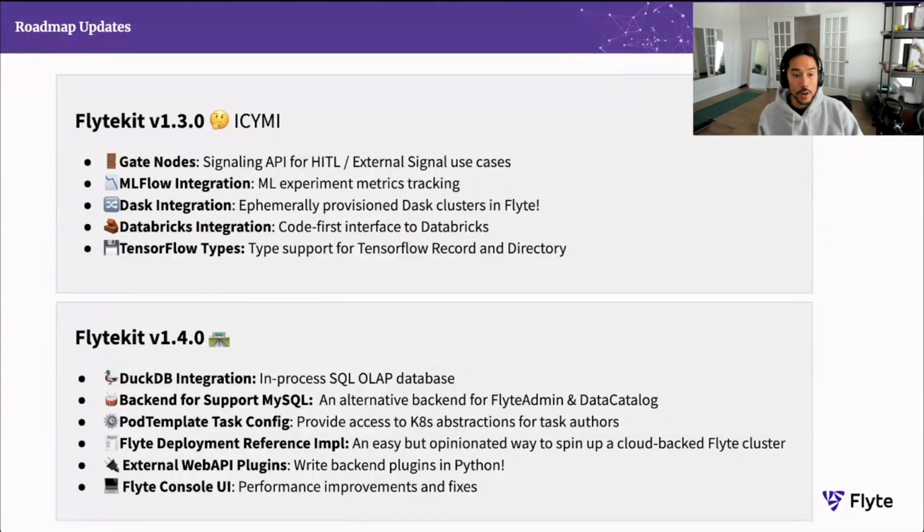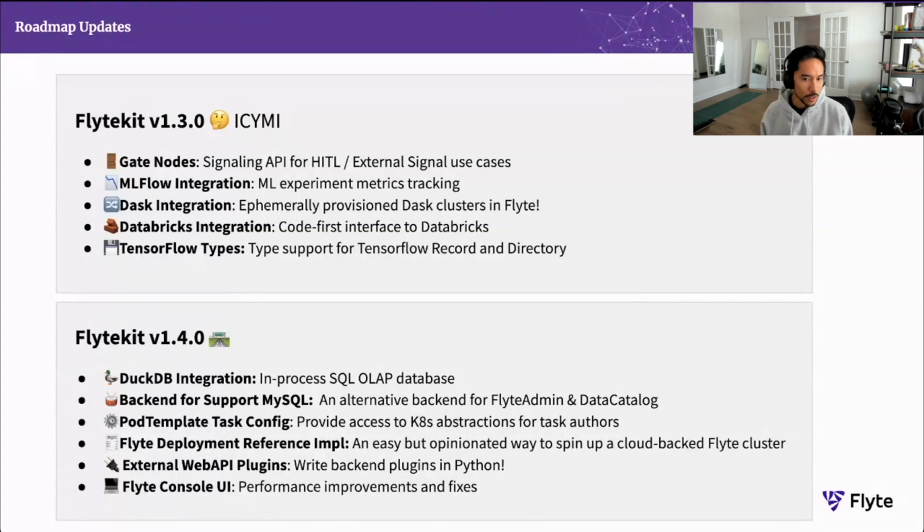The third point here is the pod template task config. For context, Flytekit, the Python SDK, has been designed around abstracting away K8s abstractions, but the community has wanted access to certain abstractions here, like volume mounts and other things. So this pod template configuration at the task level will give you access to all of those underlying constructs.